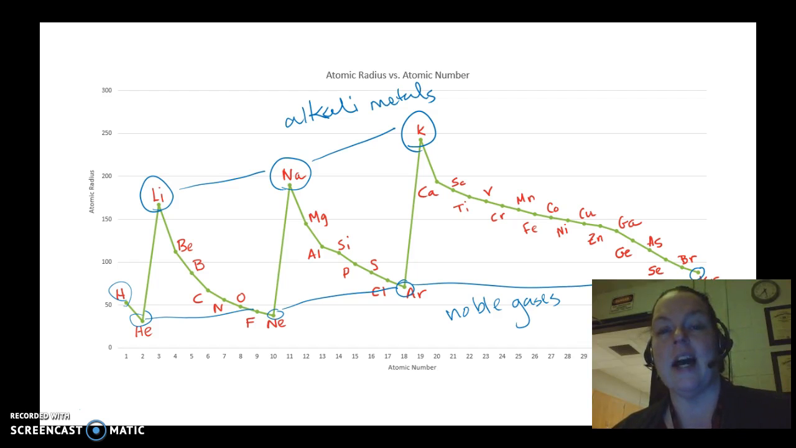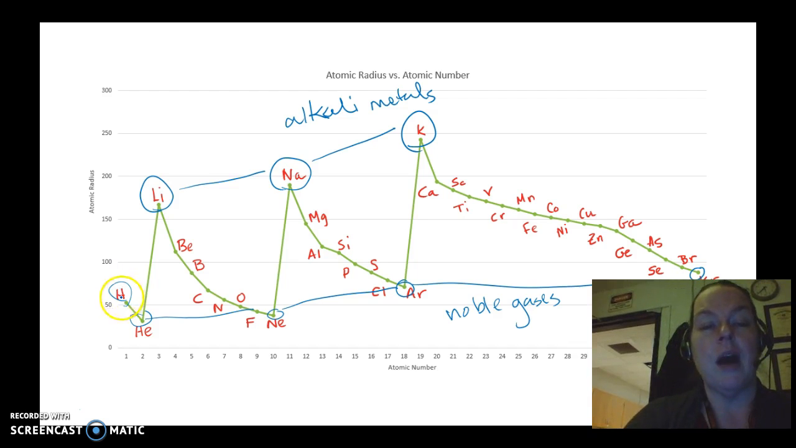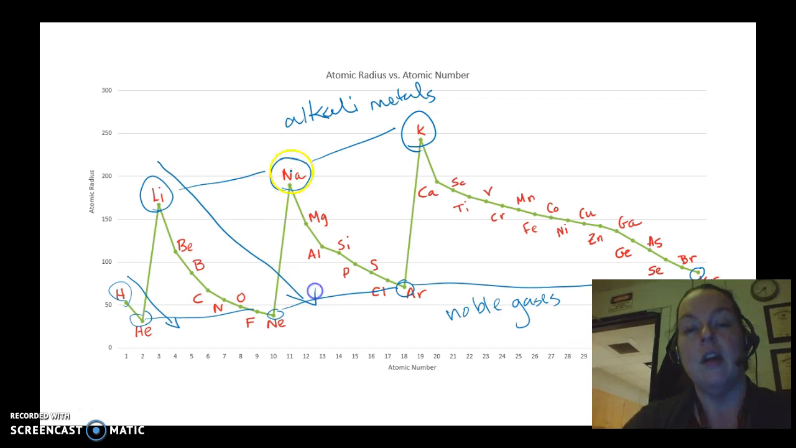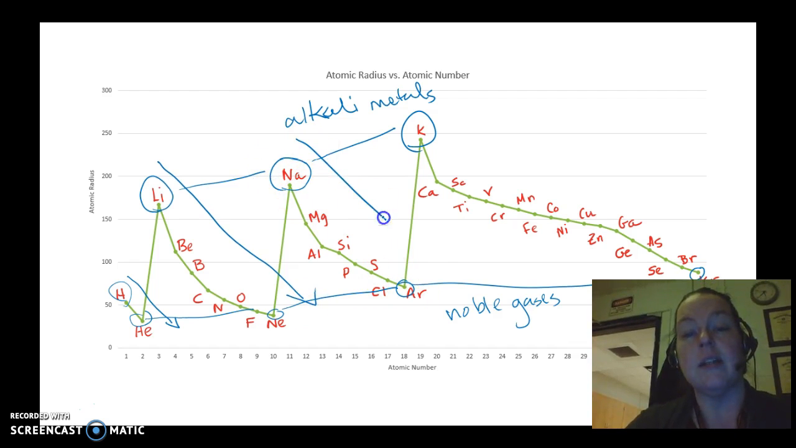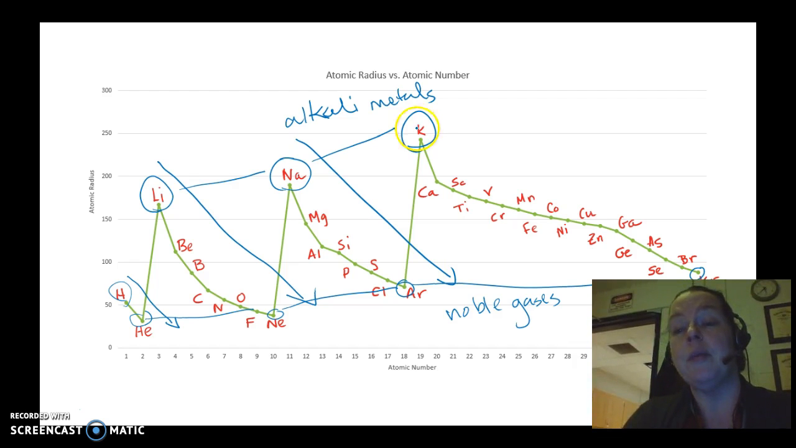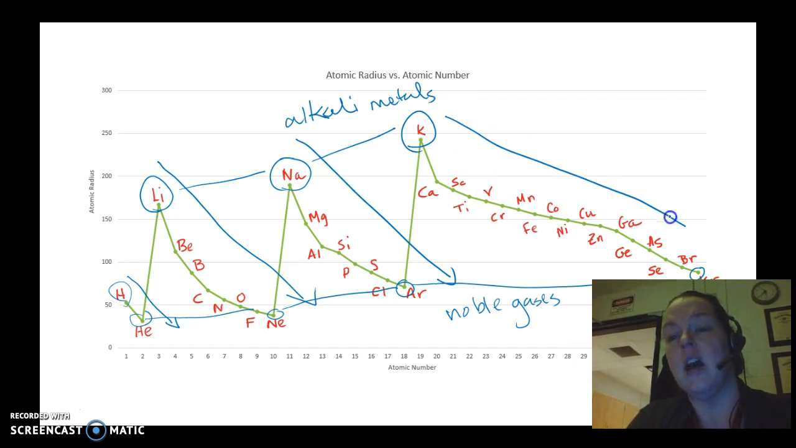We see the basics. The alkali metals are the highest atomic radius. The noble gases are the lowest atomic radius. And then we want to look at the period. What's happening across the period? Well, we can see from hydrogen to helium, it's going down. From lithium to neon, it's going down. From sodium to argon, it's going down. Remember, a period is a horizontal row. Then from potassium to krypton, again, we see going down.